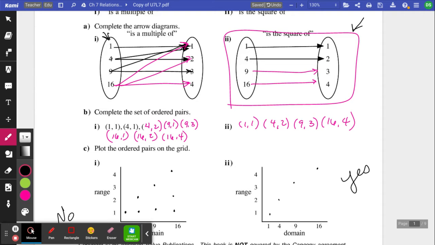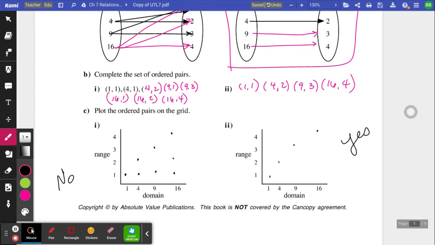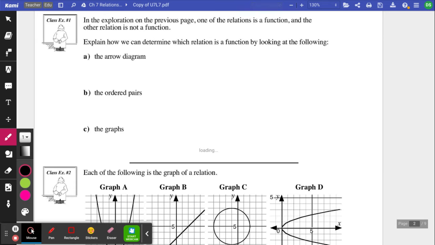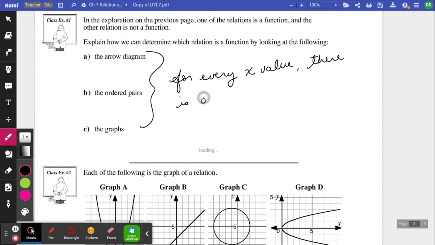Everything in the input only has one output. When you put something in, you only get one thing out. If you get more than one thing, we have trouble. It's not a function. Okay. So can I just write this all down at one time? For every x value, there is only one y value. That's what it takes to be a function. For every x, you only have one y.